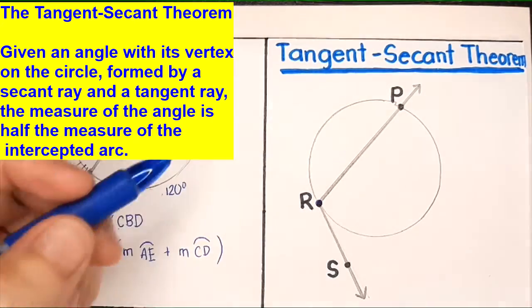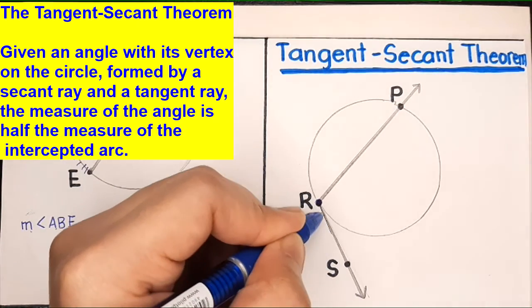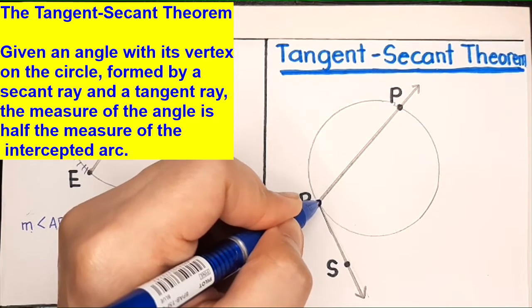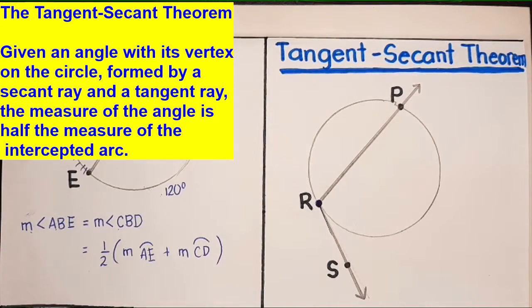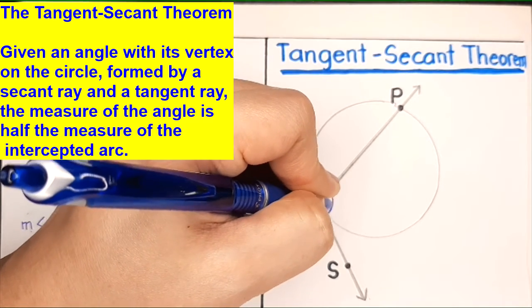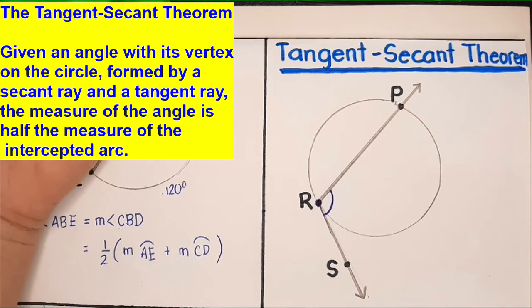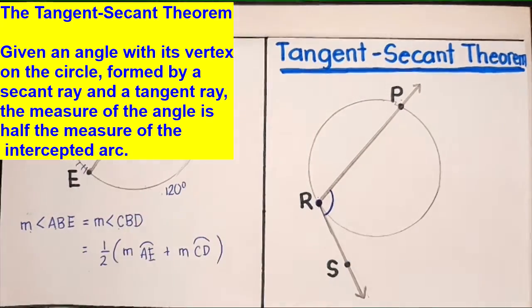Okay? And the other side of the angle is a tangent ray. What do you mean by a tangent ray? It touches the circle on exactly 1 point. At ito yon. Okay? Dito sila nag-intersect. Okay? So, sabi dito sa tangent-secant theorem, the measure of this angle, this one, so you can call it angle R or angle PRS.